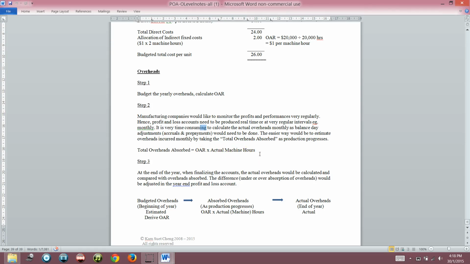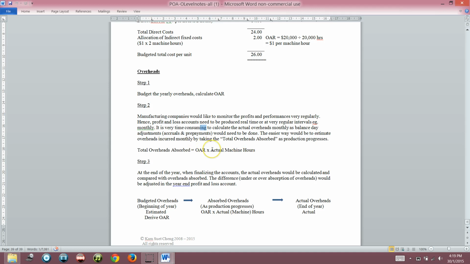You see, as the production progresses, we will clock in our actual machine hours. Actual machine hours is not very difficult to find, because normally when the factory staff goes to work, he will have a clock card. That means they will clock the time where he works, or they will record their working hours daily. So it's not very difficult to find actual machine hours.